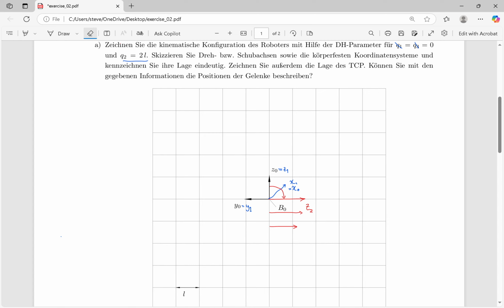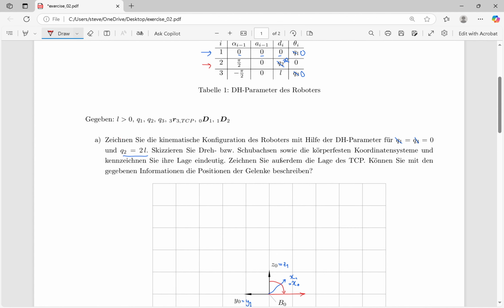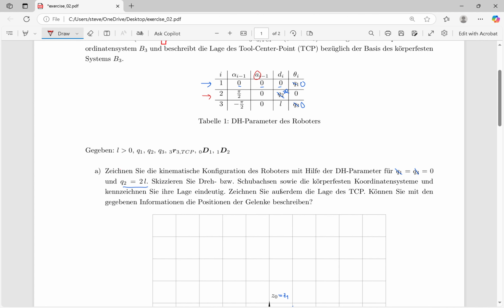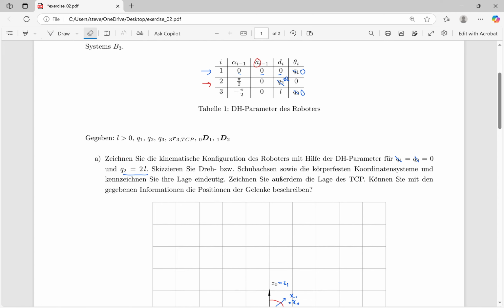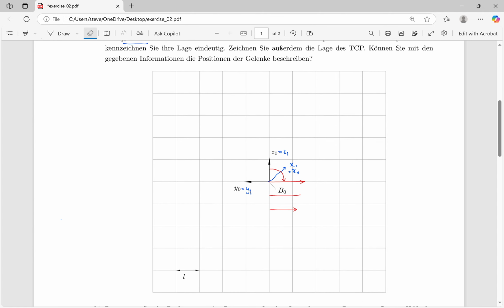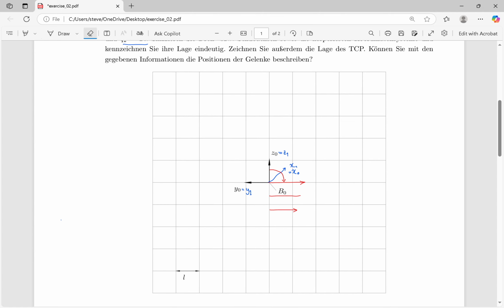So to know which of these three is the correct one, we have to look at the parameter A, and it is 0, which means that the distance between two z-axes is 0, and the only way for that to be is for the z-axis to be this line.